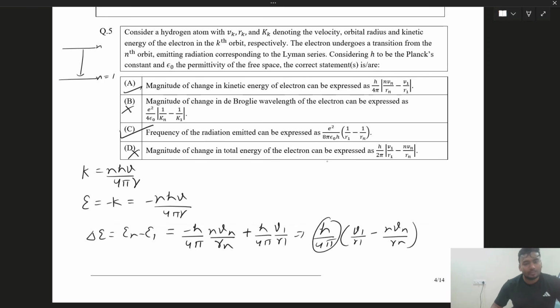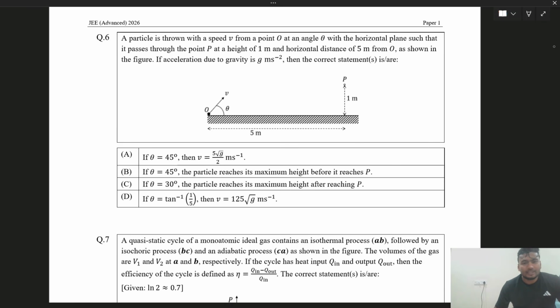A little bit lengthy, but yes, it's an easy problem. Question number 6. I think this is one of the easiest problems. You're projecting a projectile and it is passing through this point P. You have to verify these options, and it is passing through one of the coordinates. If I imagine the origin at this point, this as X, this as Y, one of the coordinates is 5, 1.